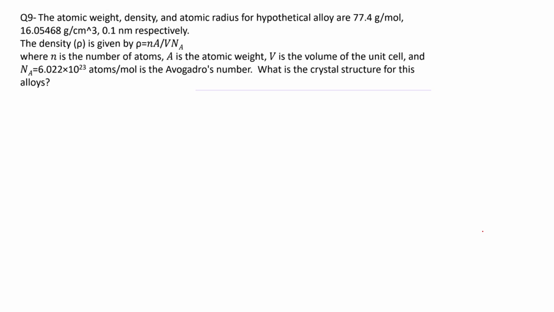How can you find it? See, atomic mass is given, density is given, atomic radius is given. If you know the atomic radius, you can find the volume, right? So what is missing here? Small n, the number of atoms, is missing. If you know the number of atoms, you can find which crystal system this is, because in simple cubic the number of atoms is different, in FCC the number of atoms in the unit cell is different, and in BCC the number of atoms in the unit cell is different. So if you know the number of atoms, you can predict which crystal structure it has.